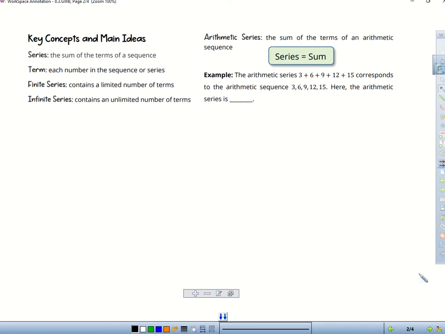But if we're looking at something super simple, such as the sequence 3, 6, 9, 12, 15, and it's finite, we can simply find the arithmetic series by just adding up those terms. So 3 plus 6 is 9, 9 plus 9 is 18, 18 plus 12 is 30, 30 plus 15 is 45. So in essence, a series is just adding up the terms of a sequence. All right.